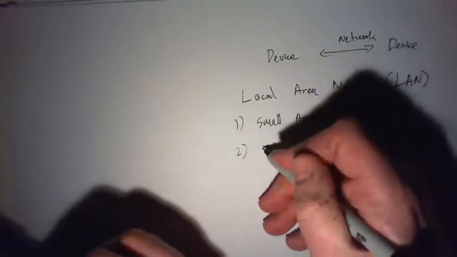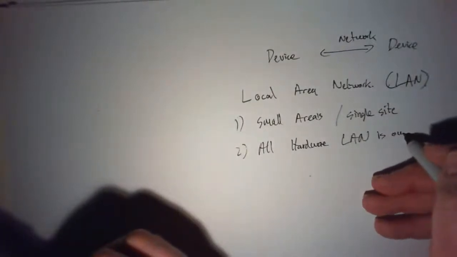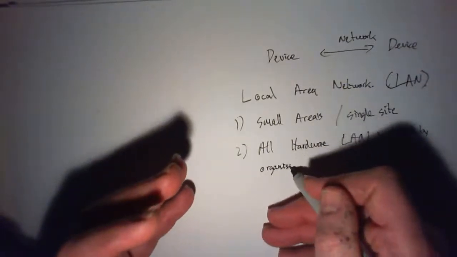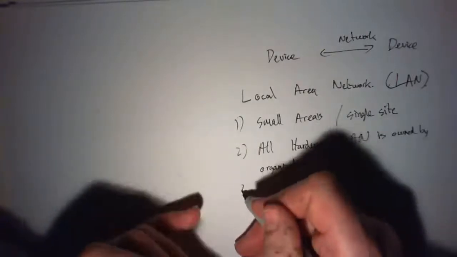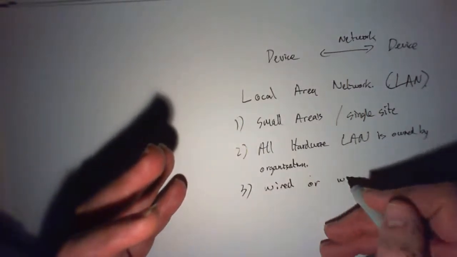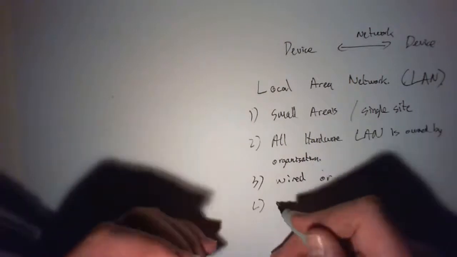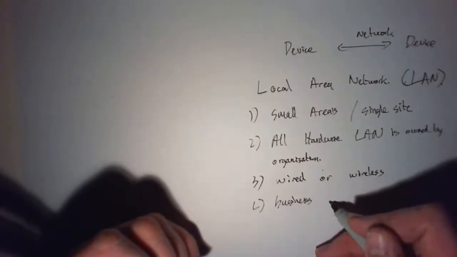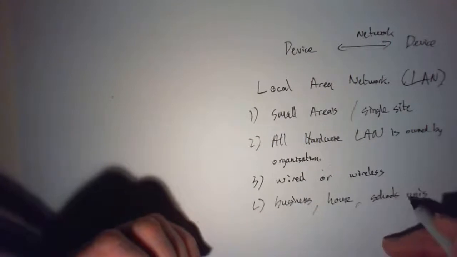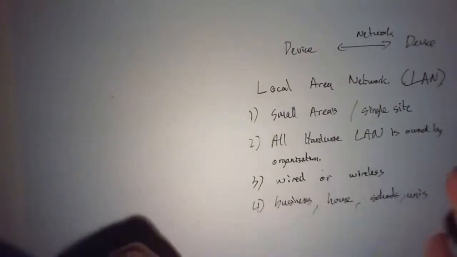Okay, all the hardware on the LAN is owned by the organization using it. Okay, simple as that. Next thing, a LAN can be wired or wireless. Doesn't make a difference which, but it could be either. Okay, and you'll often find them in businesses, houses, schools, unis, that type of thing. Okay, so there's the main kind of places, things to do with LAN.